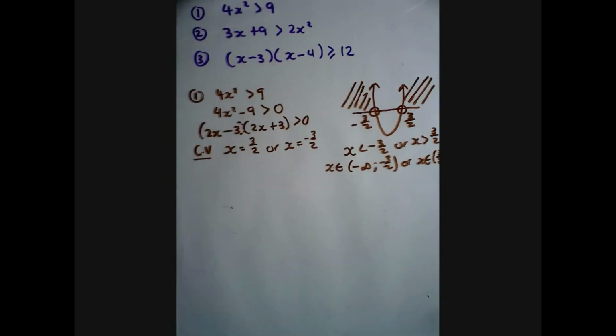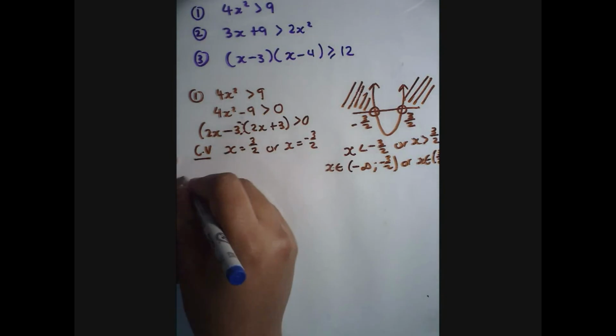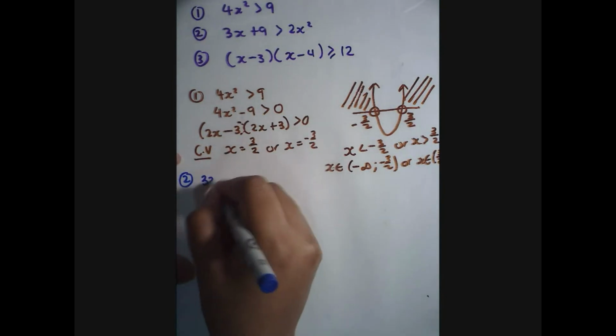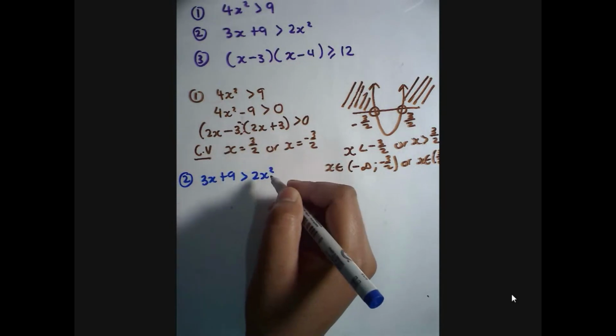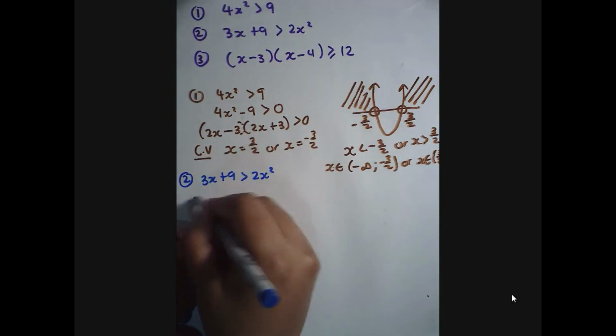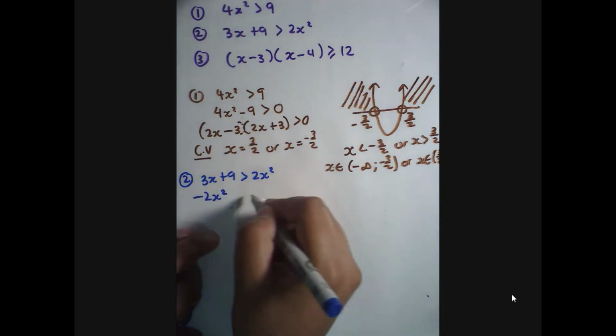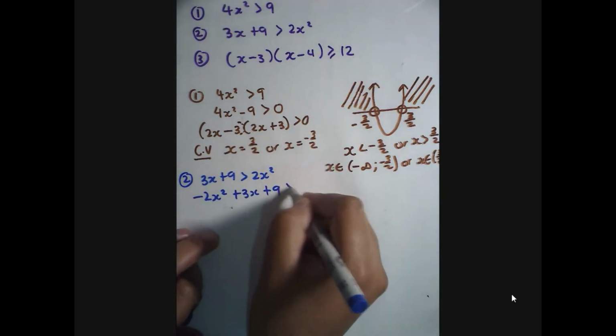Okay, then we're going to move to number 2. If you move to number 2, it's longer. Alright, so number 2, 3x plus 9 greater than 2x squared. So what I'm going to do now is put everything to the left hand side. So minus 2x squared, plus 3x plus 9 is greater than 0.